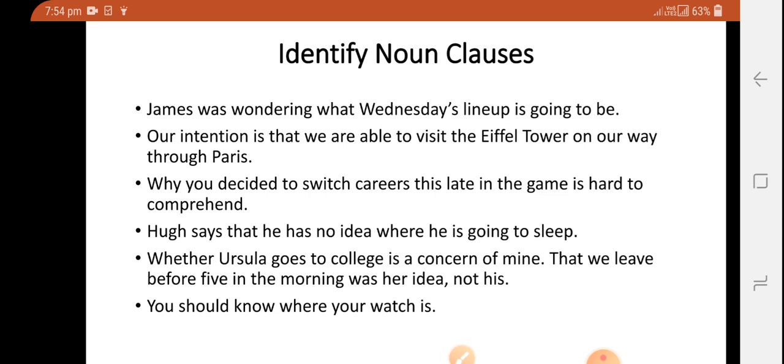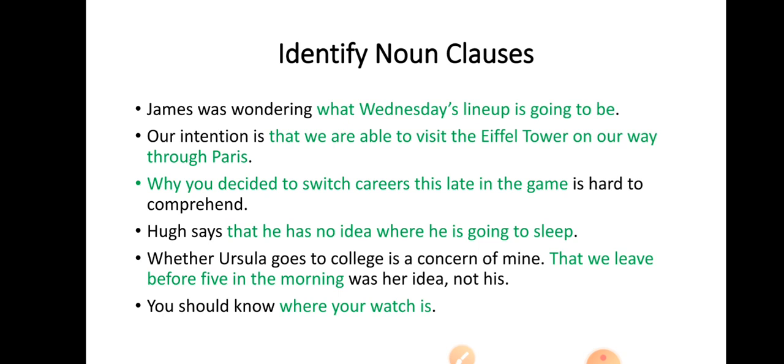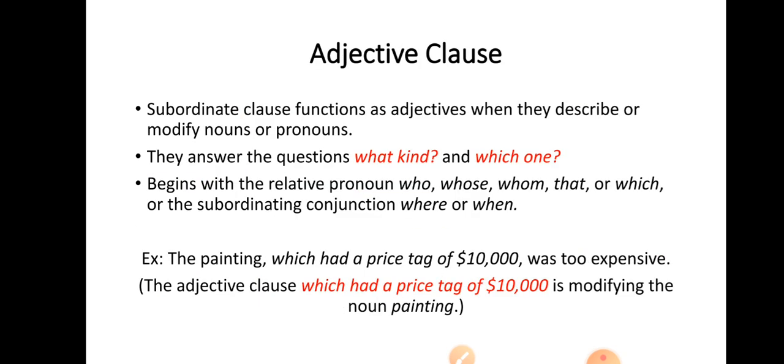Our intention is that we are able to visit the Eiffel Tower on our way through Paris. Our intention is, then the clause starts: that we are able to visit the Eiffel Tower on our way through Paris. So let us see for all which are noun clauses, right? You can also try the rest and see which are all noun clauses.